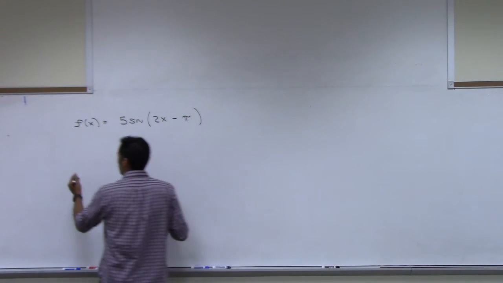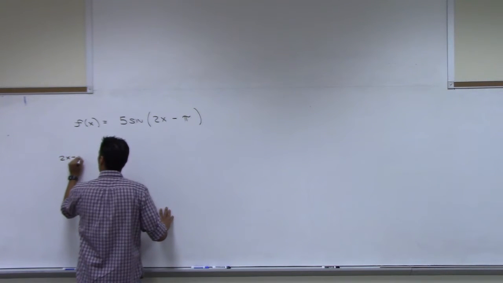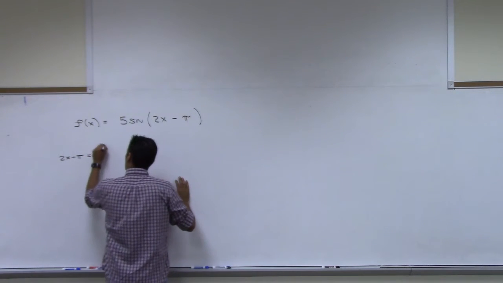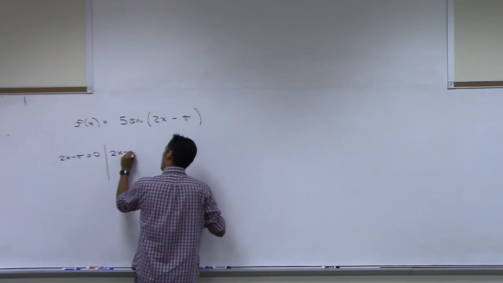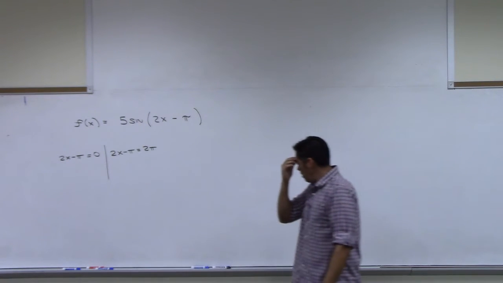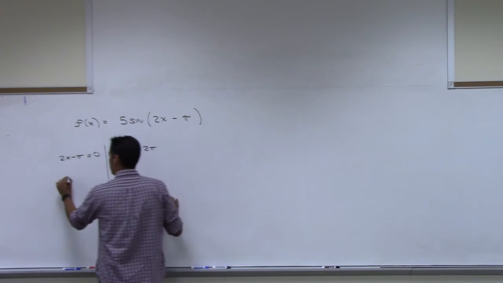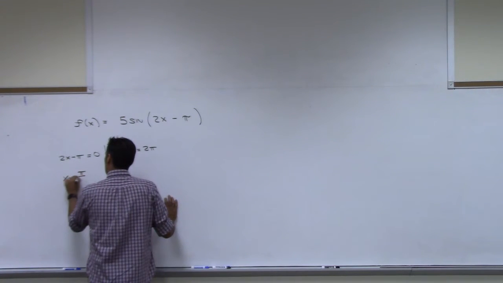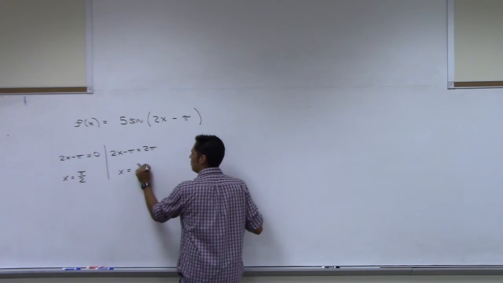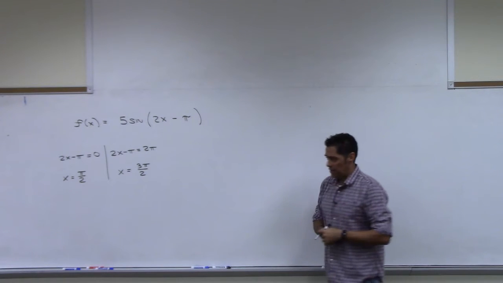So my argument is what? 2x minus pi, right? That's the argument, the whole thing. Set that equal to 0. Take 2x minus pi, set it equal to 2 pi. What is the solution to the first equation? Pi over 2. Solution to the second equation? 3 pi over 2. So we're adding pi to both sides and then dividing by 2.